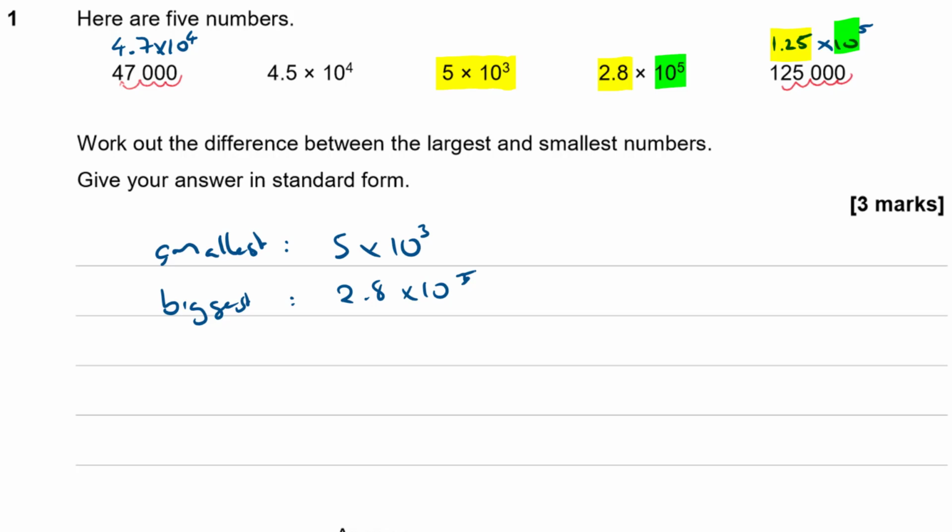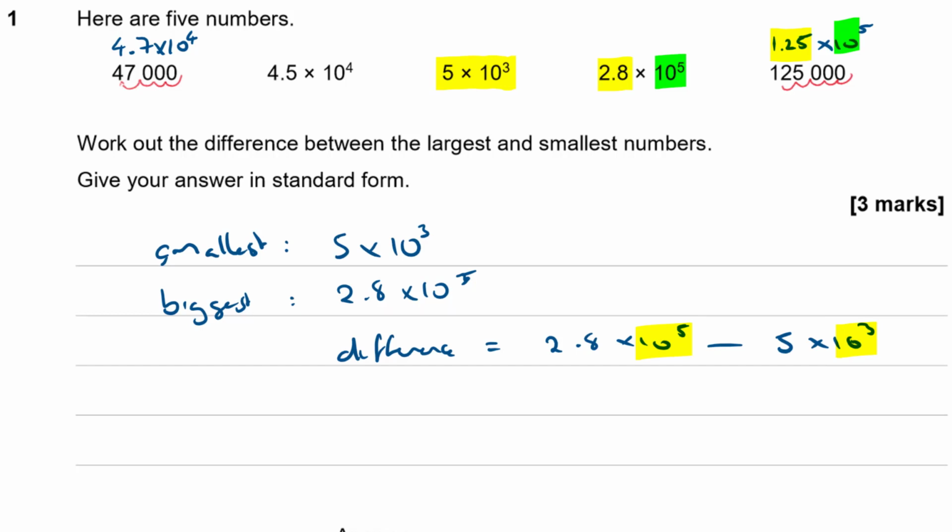So working out the difference between numbers is largest take away smallest, isn't it? So the difference is the largest number, 2.8 times 10 to the 5, subtract 5 times 10 to the 3. When subtracting numbers in standard form, we want to make the powers the same, so we can subtract the mantissas from each other. At the moment I've got 10 to the 5 and 10 to the 3.